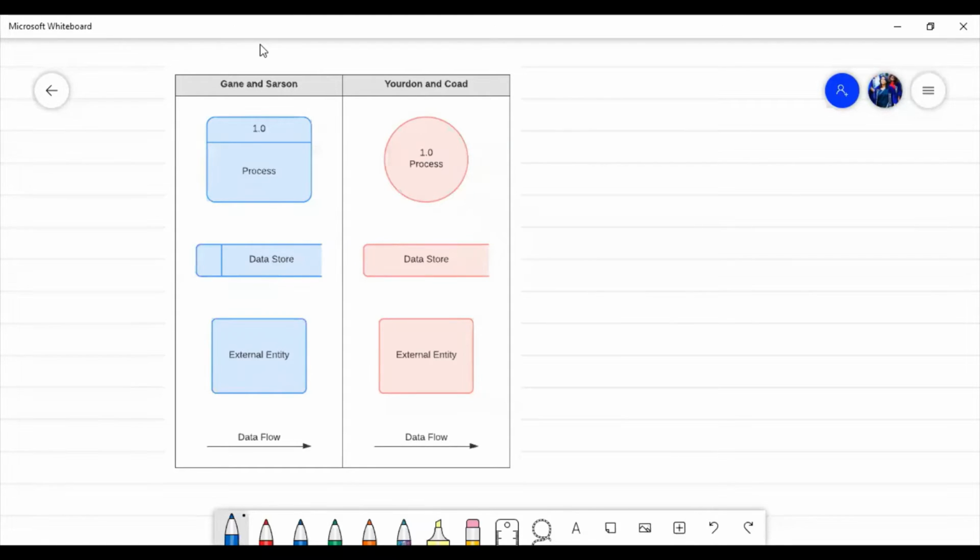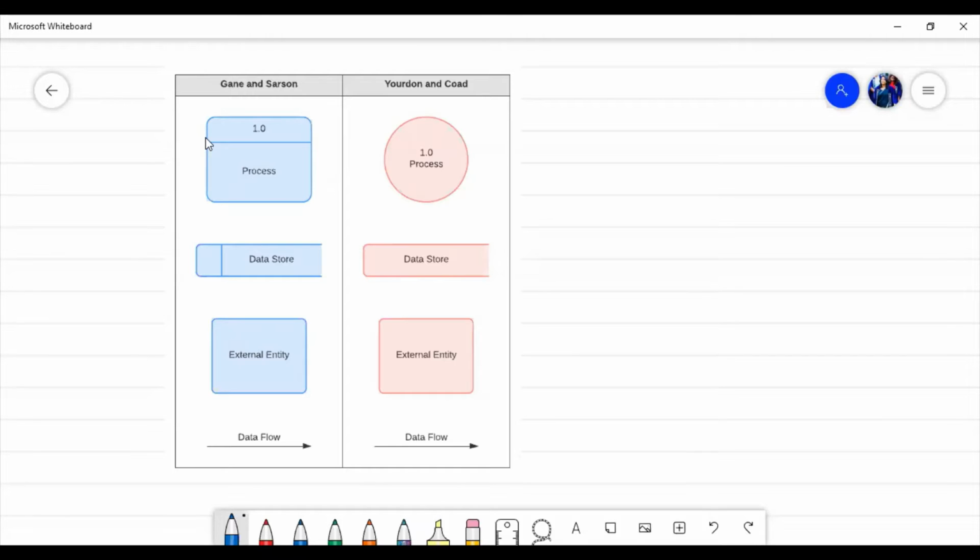Okay, so here today I'm going to use the Gane and Sarson symbols, right? This is a very common set of DFD symbols that we are using in the industry. As I mentioned, by drawing this DFD diagram, we would be able to see how the data is going to be processed inside the system.